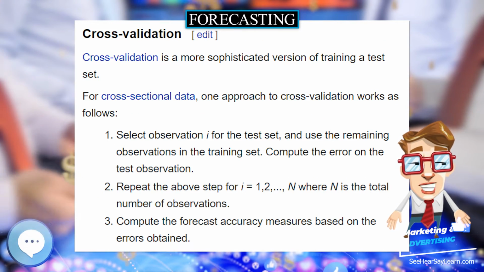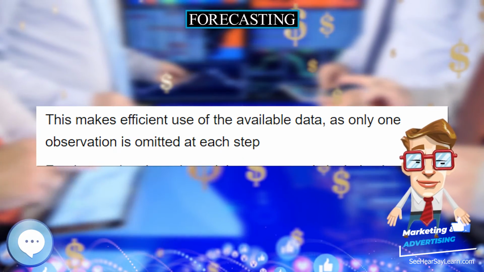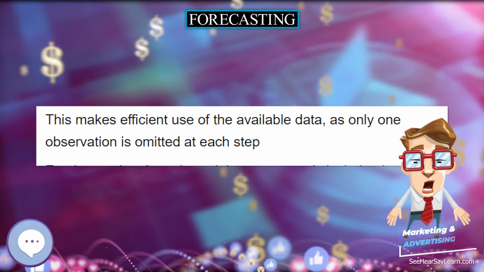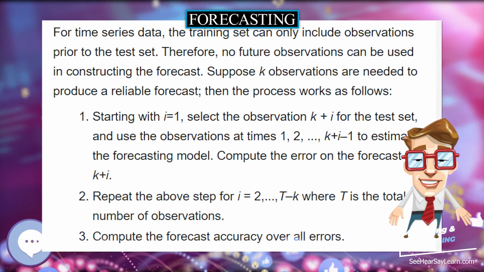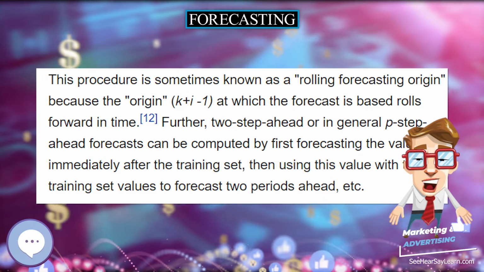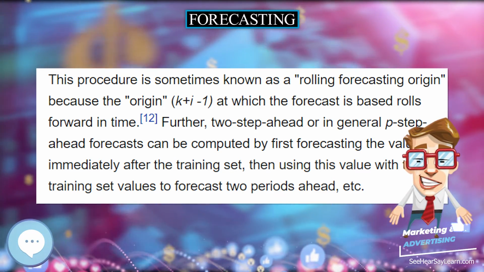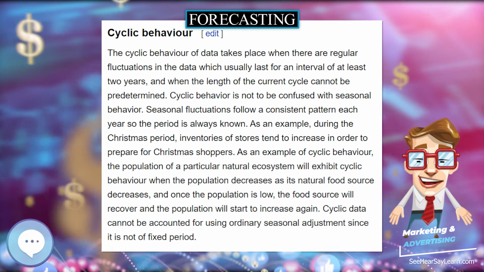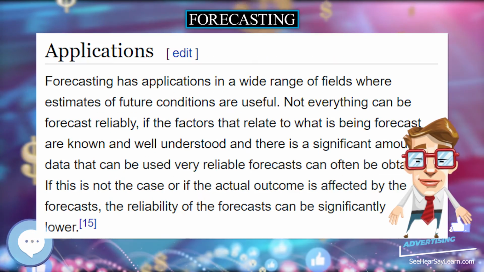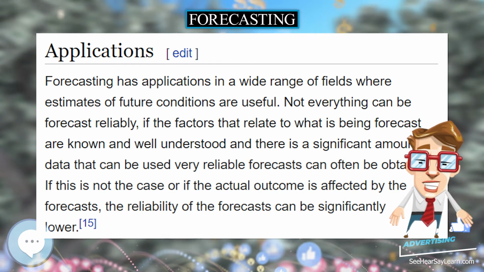Cross-validation. Cross-validation is a more sophisticated version of training and test sets. For cross-sectional data, one approach to cross-validation works as follows. This makes efficient use of the available data, as only one observation is omitted at each step. For time series data, the training set can only include observations prior to the test set. Therefore, no future observations can be used in constructing the forecast.